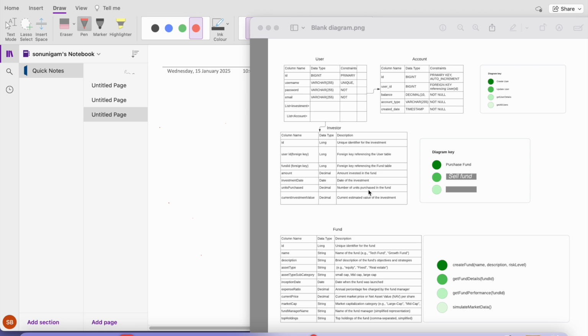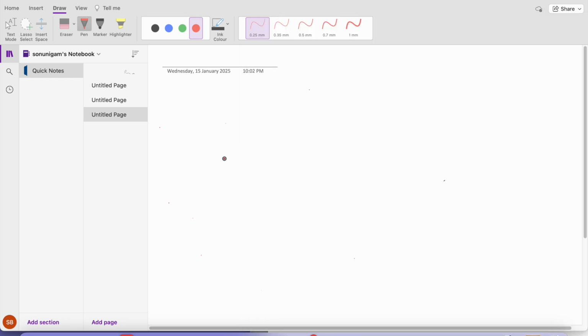In the previous tutorial, I explained the relation between user and fund. How user, account, investor, and fund are in relationship with each other. So we'll create two services: one is user service, and one is fund service. But before creating the microservices, let's learn what is monolithic architecture.